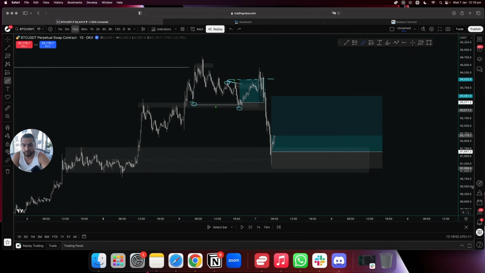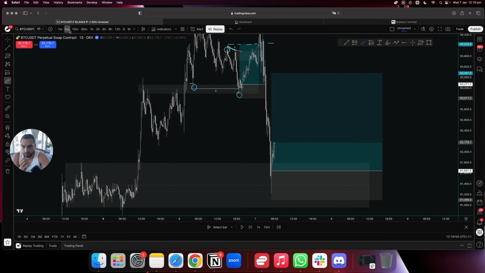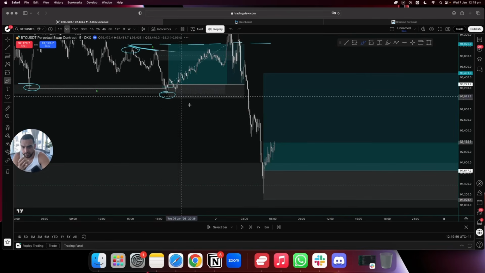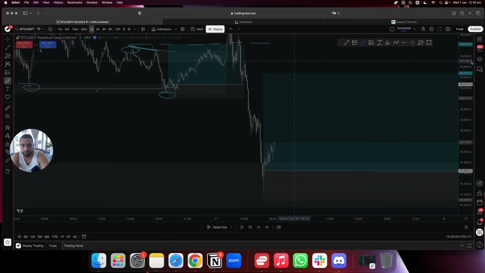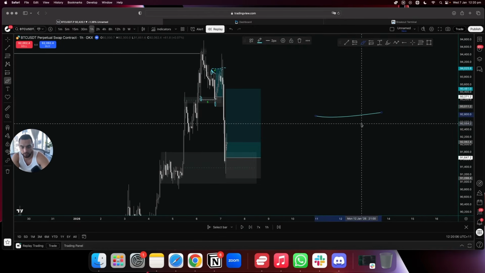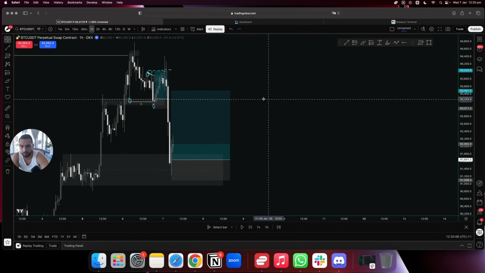That was my exact entry here. As soon as I got, I'm pretty sure I was on a 5-minute. Yeah, so as soon as that 5-minute closed, I saw a little bit of a bearish push down. I just market executed here, and my take profit on this trade was right here.